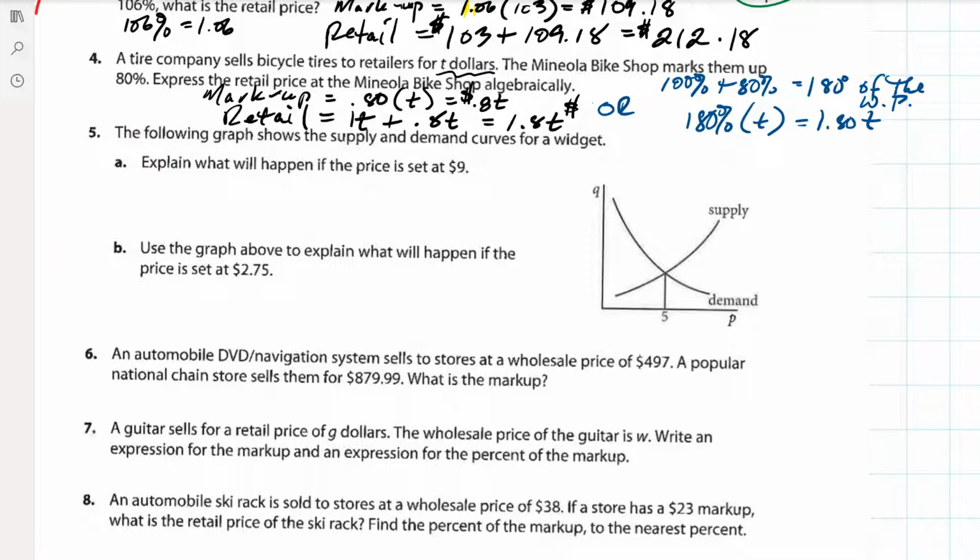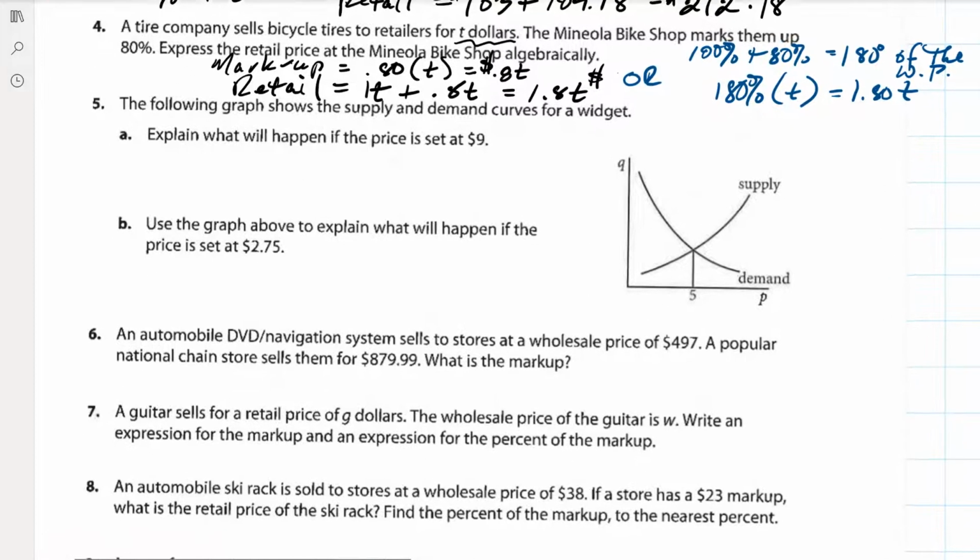So typically I do it this way. I just add the percentage markup to 100 first. Because if you're marking it up 80%, then obviously you're over 100% of the original. So it's 180% of the original cost or price, and then you just take 180% of the wholesale price. One-step process there. So there are two ways to do that one.